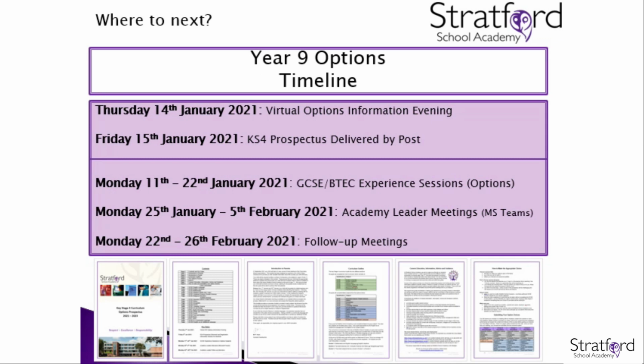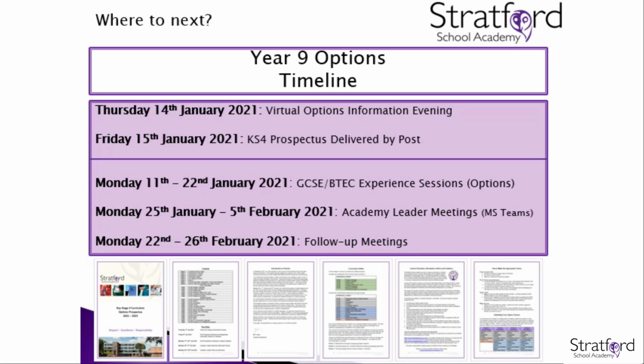That brings us to the Year 9 options timeline. Today is Thursday, 14th of January, and this is the virtual options information presentation. By the end of tomorrow, Friday, 15th of January, you should have received the Key Stage 4 prospectus delivered by post. If at the end of the day on Friday you have not received this, please get in touch using the Contact Us section of the website to report you have not received the Key Stage 4 prospectus.